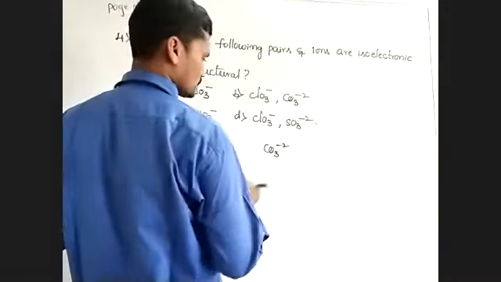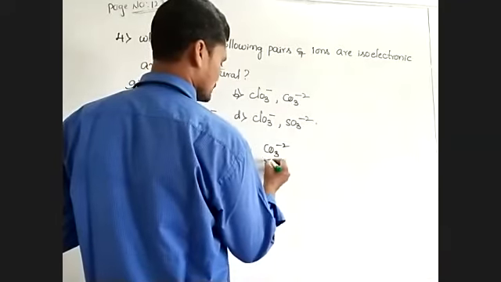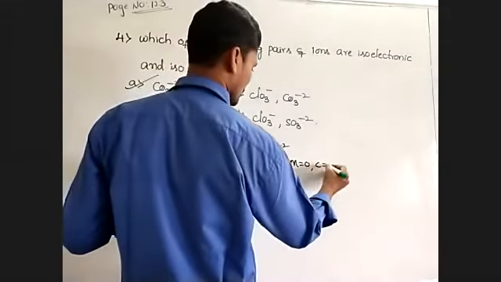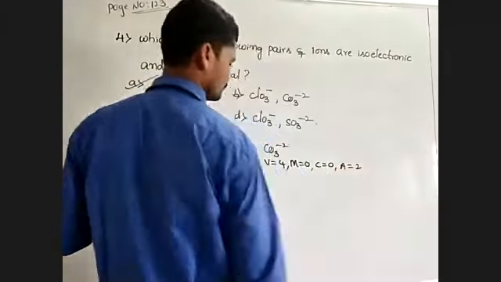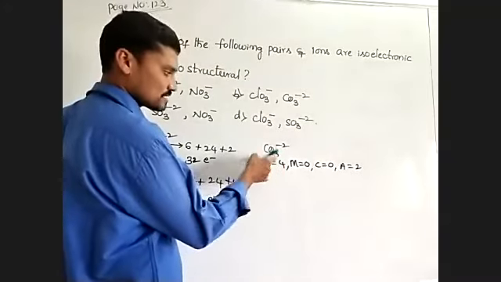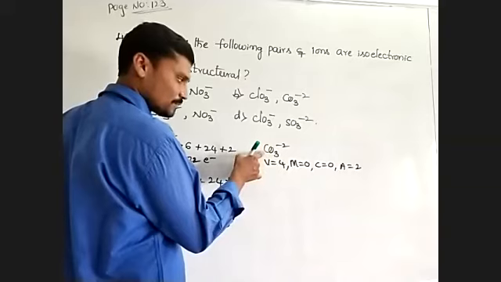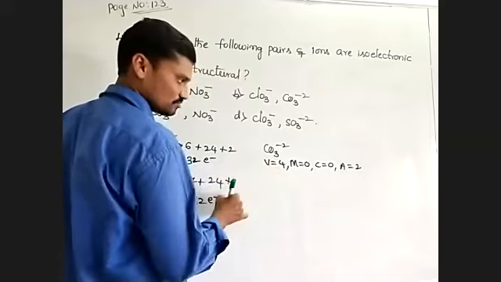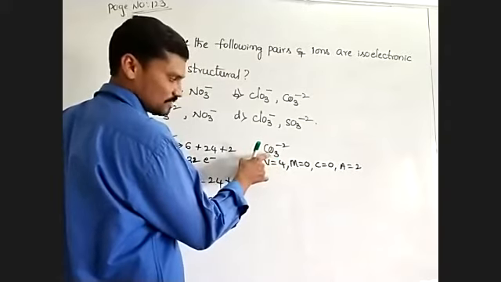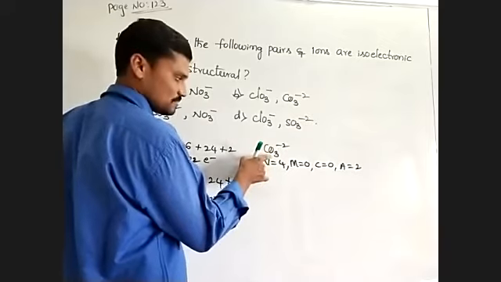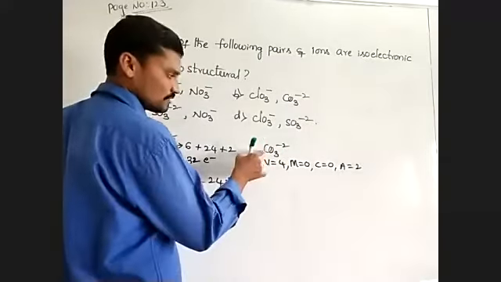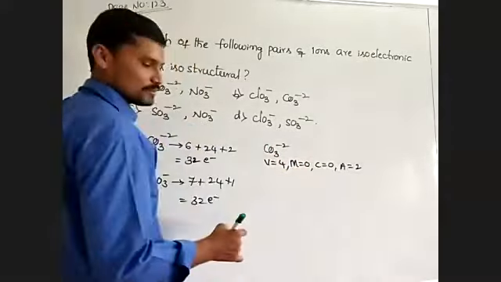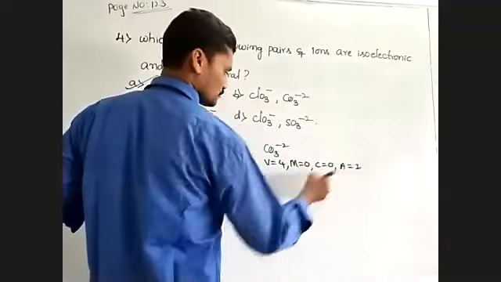For CO3 minus 2, the number of valence electrons V in carbon is 4, the number of monovalent atoms M is 0, the cation charge C is 0, and the anion charge A is 2. Carbon belongs to group 14, so it has 4 valence electrons. Oxygen is a divalent atom, so there is no monovalent atom, that is M is 0. There is no plus charge on the carbonate ion, so C is also 0. A means anion, that is, negative charge, minus 2, so A is equal to 2.